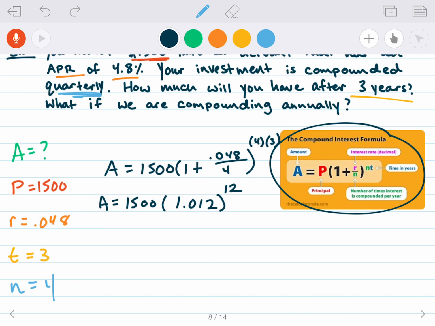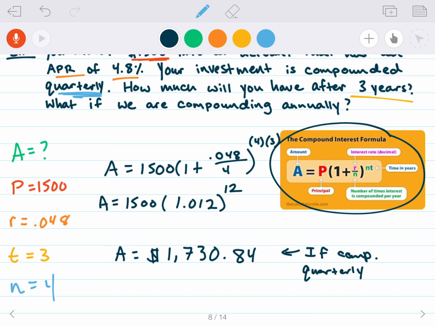So 1.012 to the 12th times 1,500, let me just double check my work here. Yes, this gives me a final amount of $1,730.84. And this was if compounded quarterly. Now, the second part of the question asks, what if we're compounding annually?